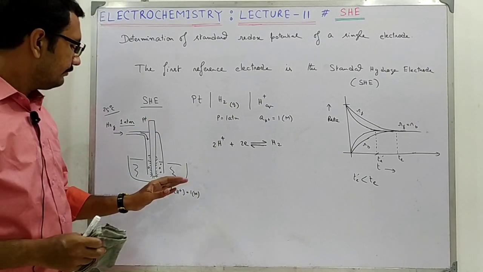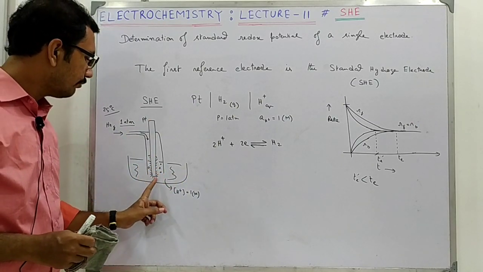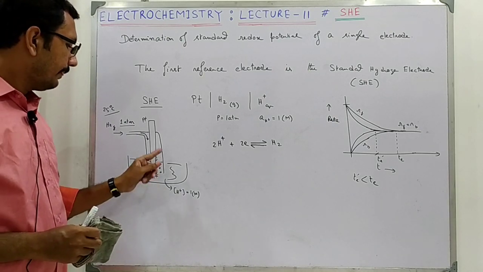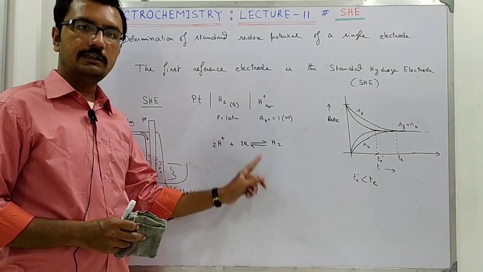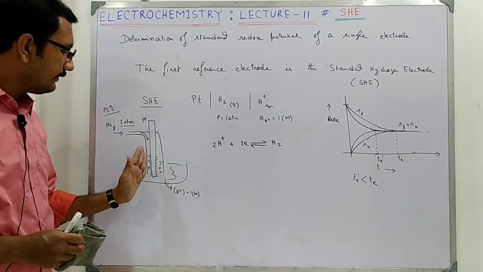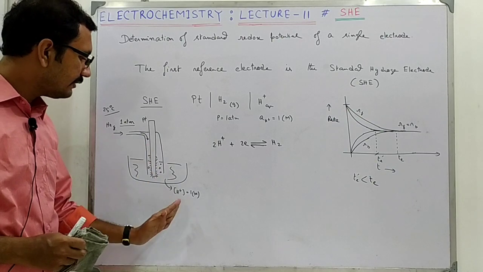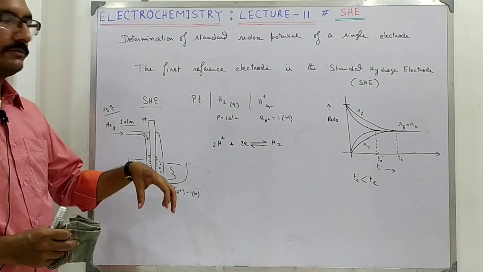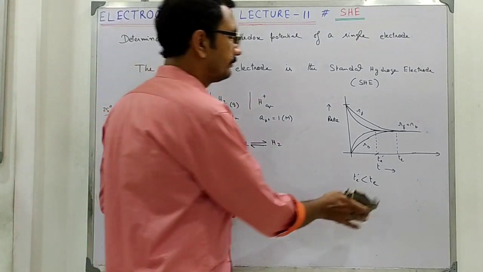So, our aim in giving this platinum black coating over platinum is to accelerate the rates of both forward and backward reaction, so that equilibrium between this hydrogen gas and these H plus ions within the solution will be achieved quickly. This is our aim.